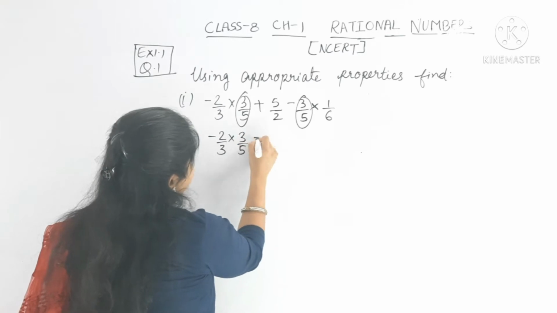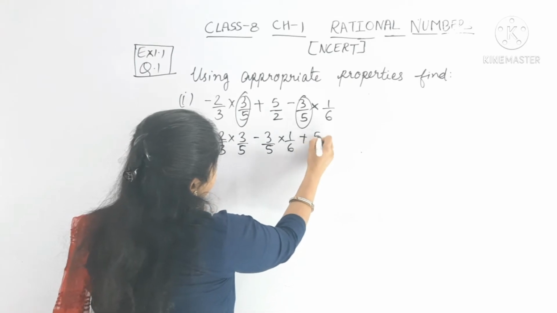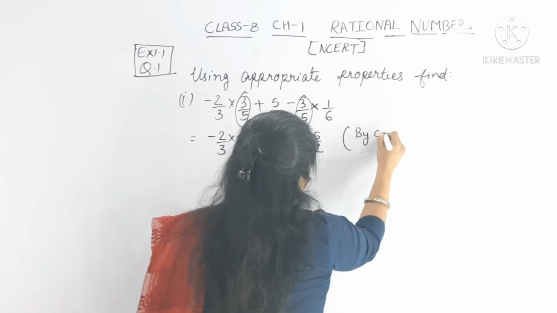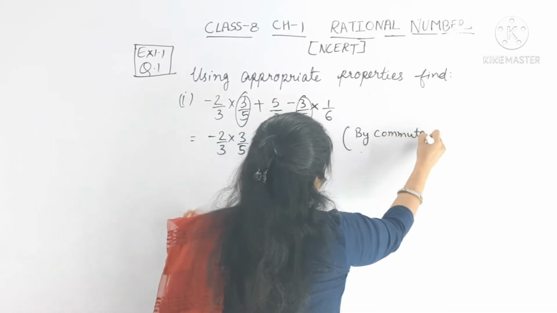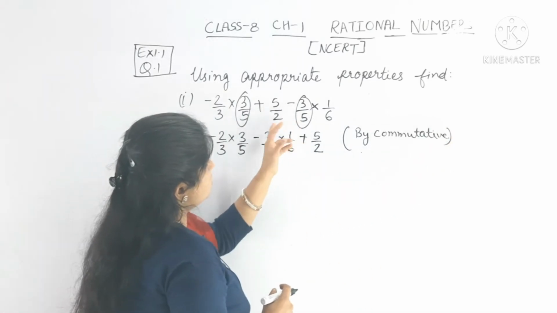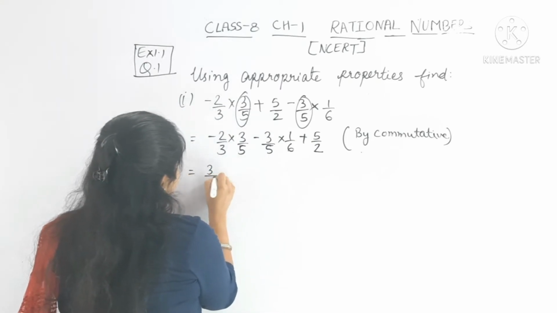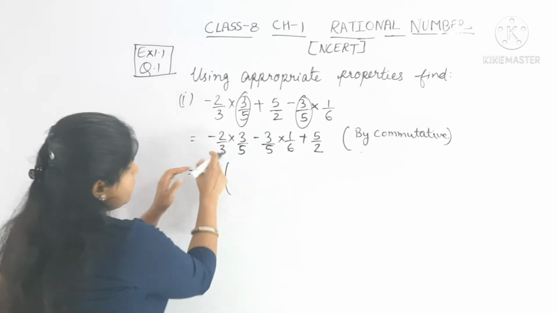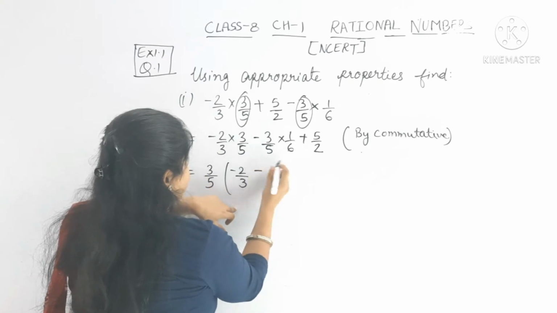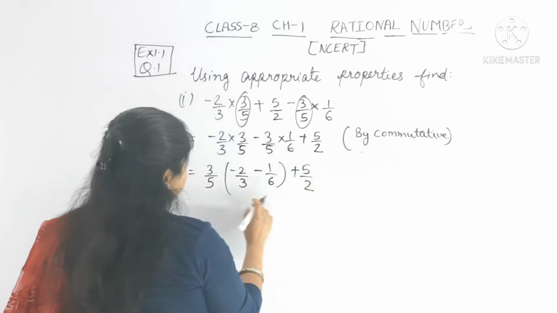Firstly, I can write this one like 3 by 5 into 1 by 6, plus 5 by 2, by commutative property. That is a plus b is equal to b plus a. So here I am taking common 3 by 5. So what am I getting here? Minus 2 by 3 minus 1 by 6 plus 5 by 2.